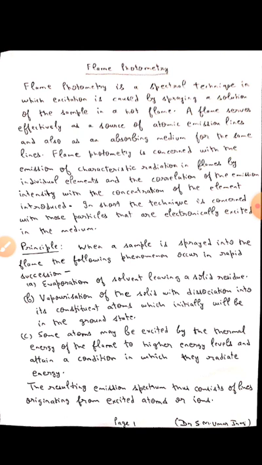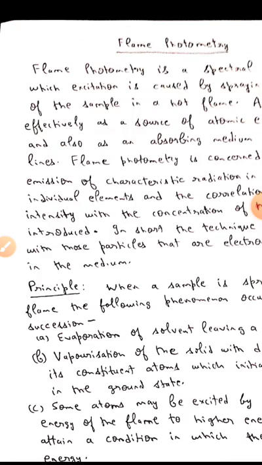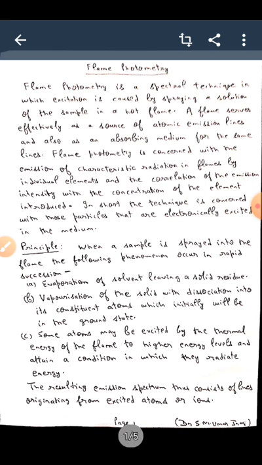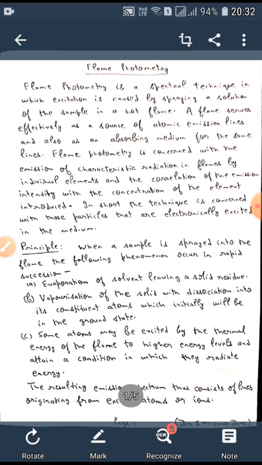When a sample is sprayed into the flame, the following phenomena occur in rapid succession. The first step is that the solvent is evaporated, leaving a solid residue. Second step is vaporization of the solid, which dissociates into its constituent atoms. These atoms are initially in the ground state.